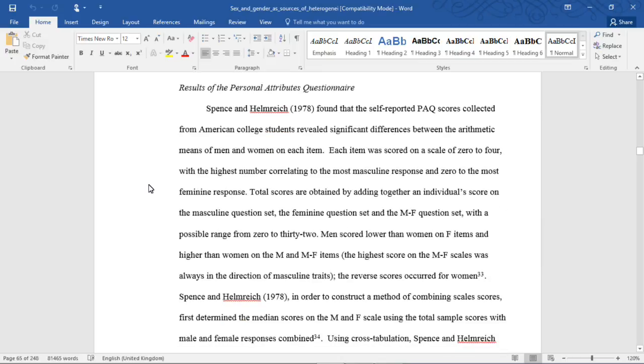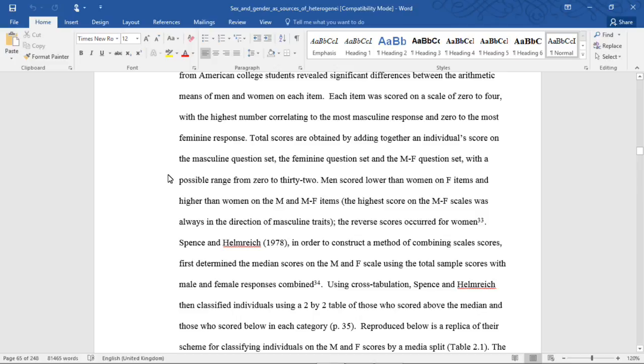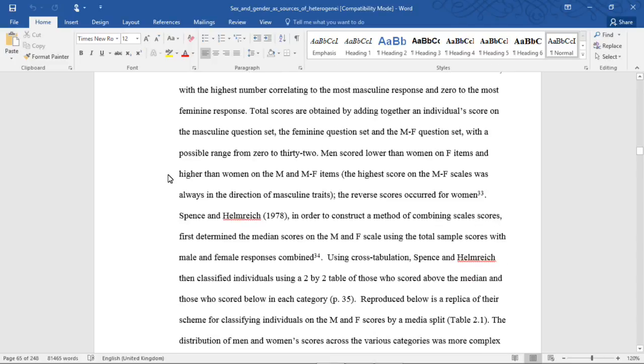Results of the Personal Attributes Questionnaire. Spence and Helmreich, 1978, found that the self-reported PAQ scores collected from American college students revealed significant differences between the arithmetic means of men and women on each item. Each item was scored on a scale of 0 to 4, with the highest number correlating to the most masculine responses and 0 to the most feminine responses. Total scores were obtained by adding together an individual's score on the masculine question set, the feminine question set, and the MF question set, with a possible range from 0 to 32.